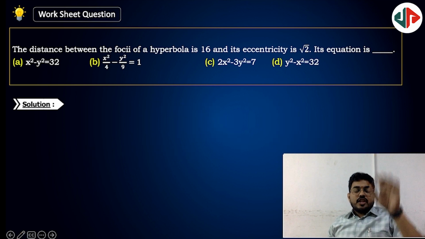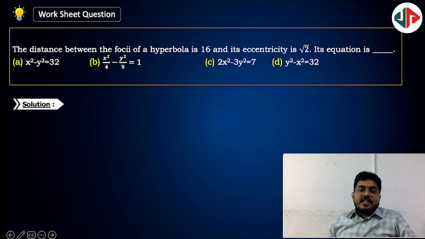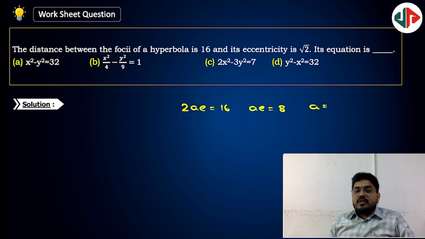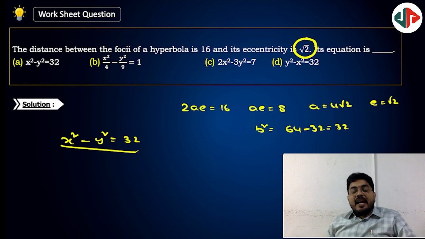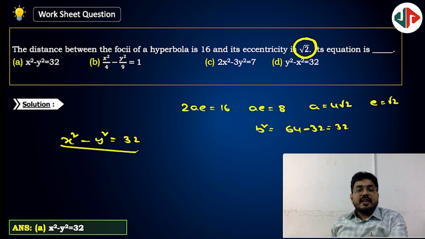I'm repeating this question. Distance between two foci, 2AE is equal to 16, so AE is equal to 8. So A is equal to 4 because E is equal to 2. B square is equal to A square E square minus A square, 16 twos are 32, which is equal to 32. So the equation is x square minus y square is equal to 32. Why? Because it is a rectangular hyperbola.